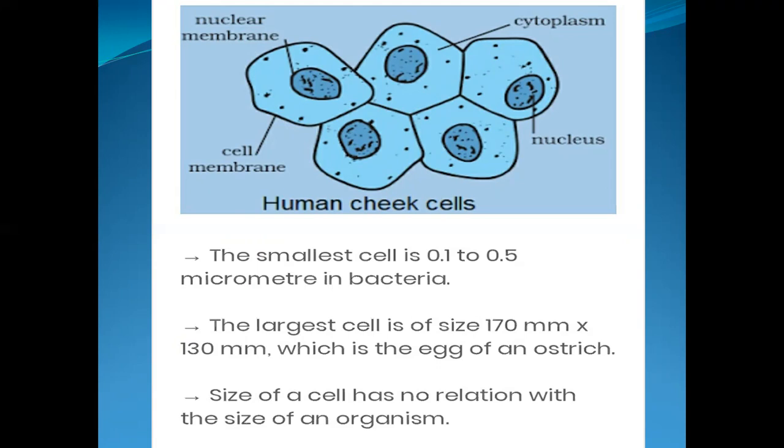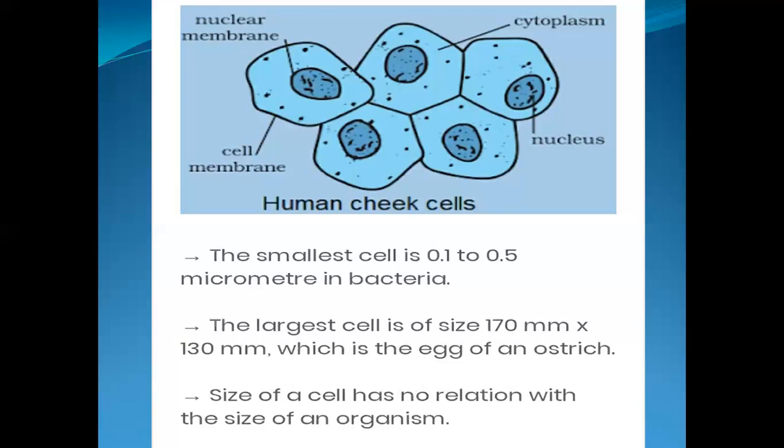If any organism is big, it doesn't mean that the cells of that organism are big. It just means that the number of cells in that organism is more than in an organism which is smaller than that. So remember, if any organism is big, it doesn't mean that its cells are big.